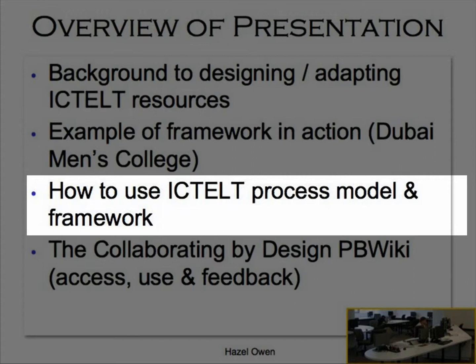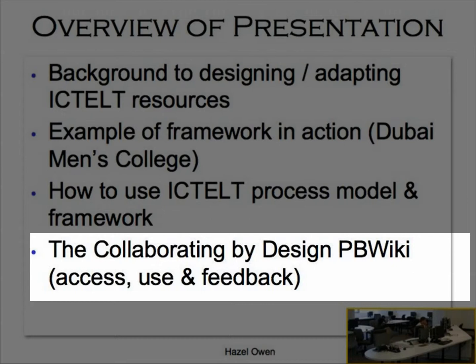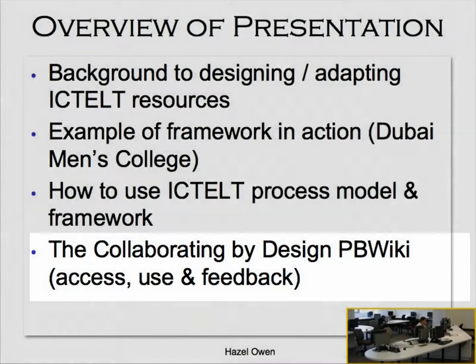Then look at how to use the framework and the process model, and finally show you a wiki that I've put together so that everybody at EFest can go in, have a go at using the model and critique it, because it's very much its pilot stage. So any comments, any feedback that you've got would be very, very welcome.